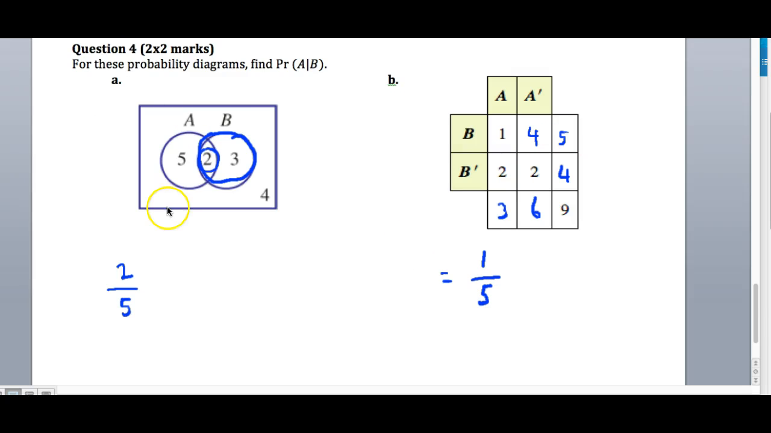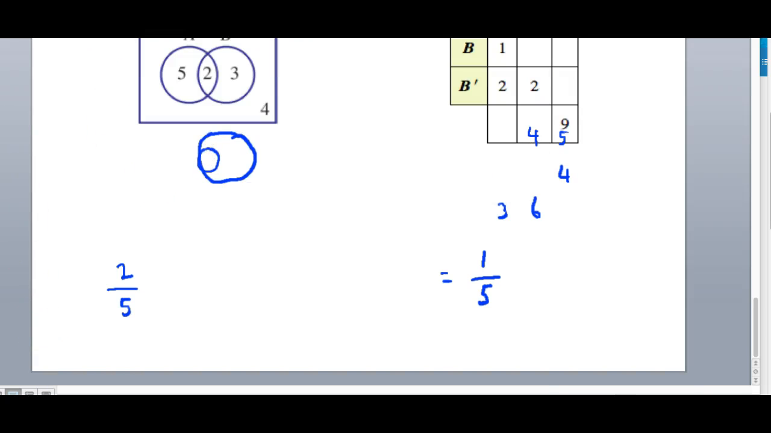And I think that might be it. Let's just check. Woo! Good stuff. Nearly under 10 minutes.